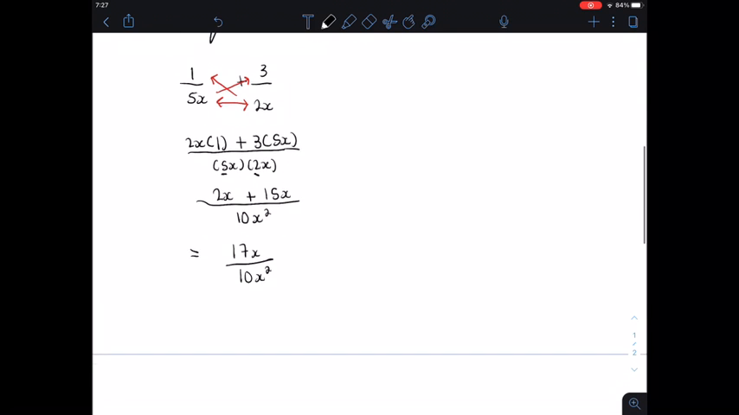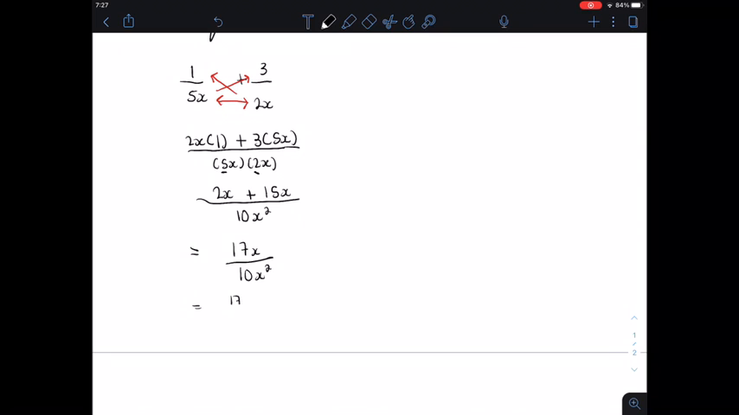And we can simplify this further, so we can cancel out common terms on the top and bottom. This is the same as writing 17x over 10x times x. So we can cancel out one of the x's on the top and the bottom, which leaves us with 17 all over 10x.